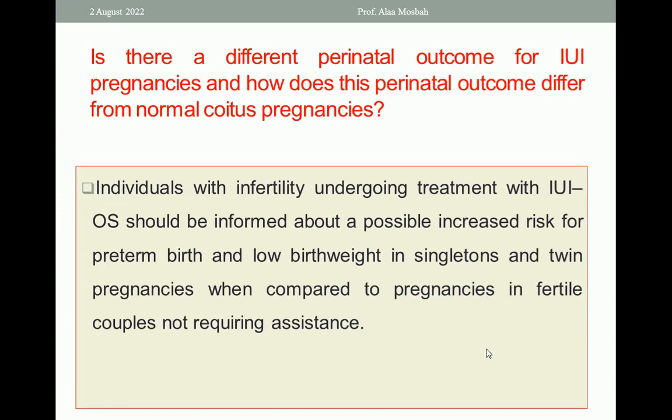Is there a different perinatal outcome for IUI pregnancy, and how does this perinatal outcome differ from normal coitus pregnancies? There is difference? Yes, there is difference than the normal coitus pregnancies. It was found that there is susceptibility to preterm birth and low birth weight in singleton and in twin pregnancies when compared to pregnancies in fertile couple not requiring assistance. So you should know about this.